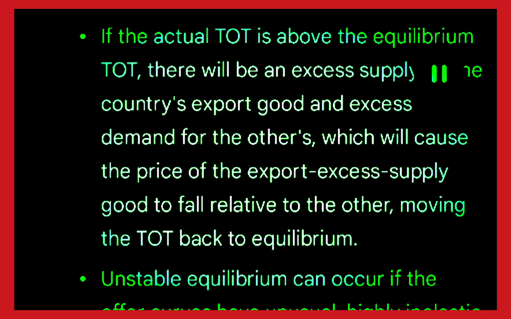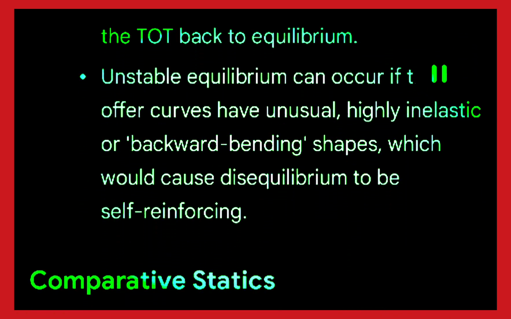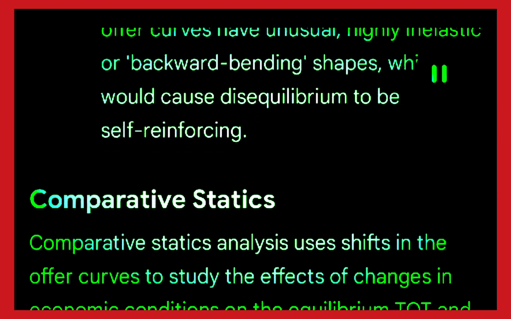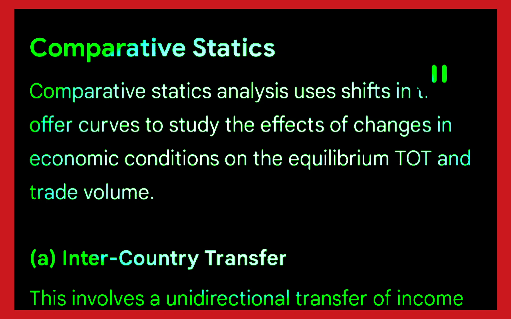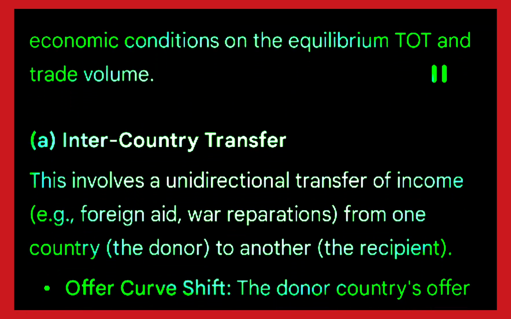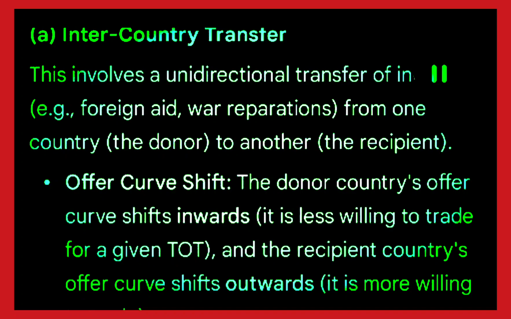Unstable equilibrium can occur if the offer curves have unusual, highly inelastic or backward bending shapes, which would cause disequilibrium to be self-reinforcing. Comparative statics. Comparative statics analysis uses shifts in the offer curves to study the effects of changes in economic conditions on the equilibrium TOT and trade volume. A. Inter-country transfer. This involves a unidirectional transfer of income, e.g., foreign aid or war reparations, from one country, the donor, to another, the recipient.